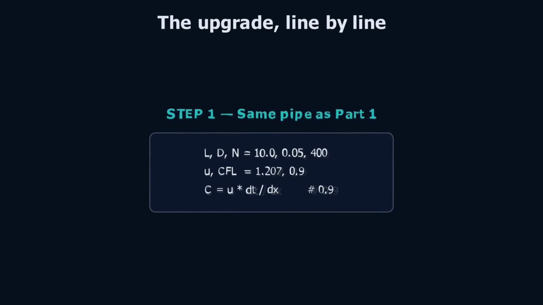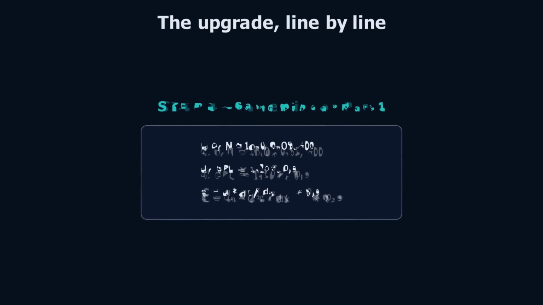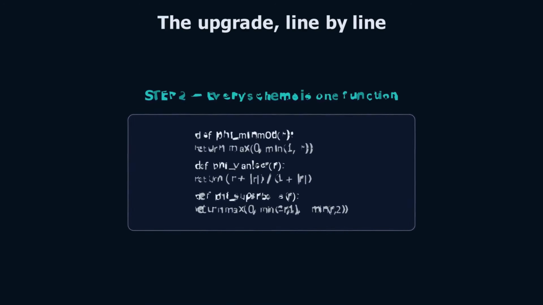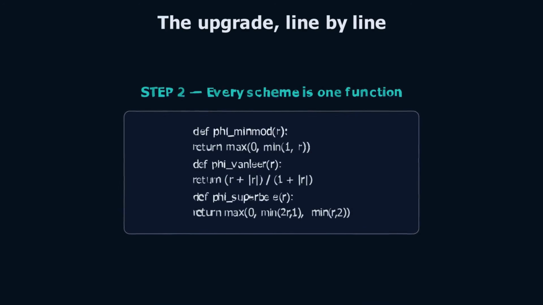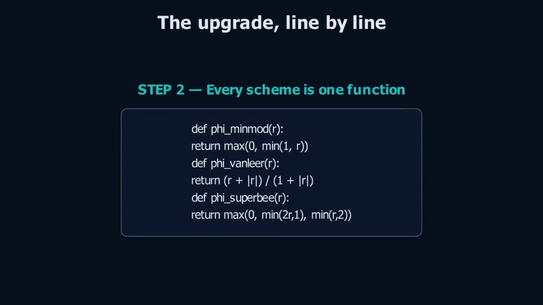Step 2, and this is my favorite design decision in the whole file. Every scheme in this episode is one small function, the limiter phi. Upwind is the function that returns 0. Lax Wendroff returns 1. Minmod, Van Leer, and superbee are 1 line each. Swapping schemes is swapping a function handle.